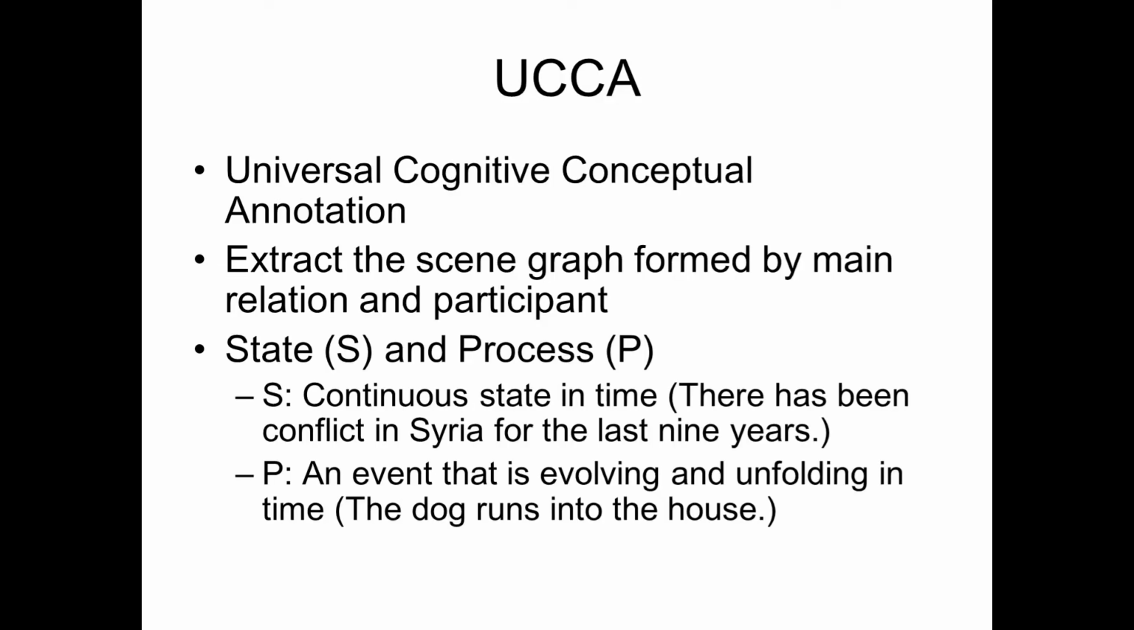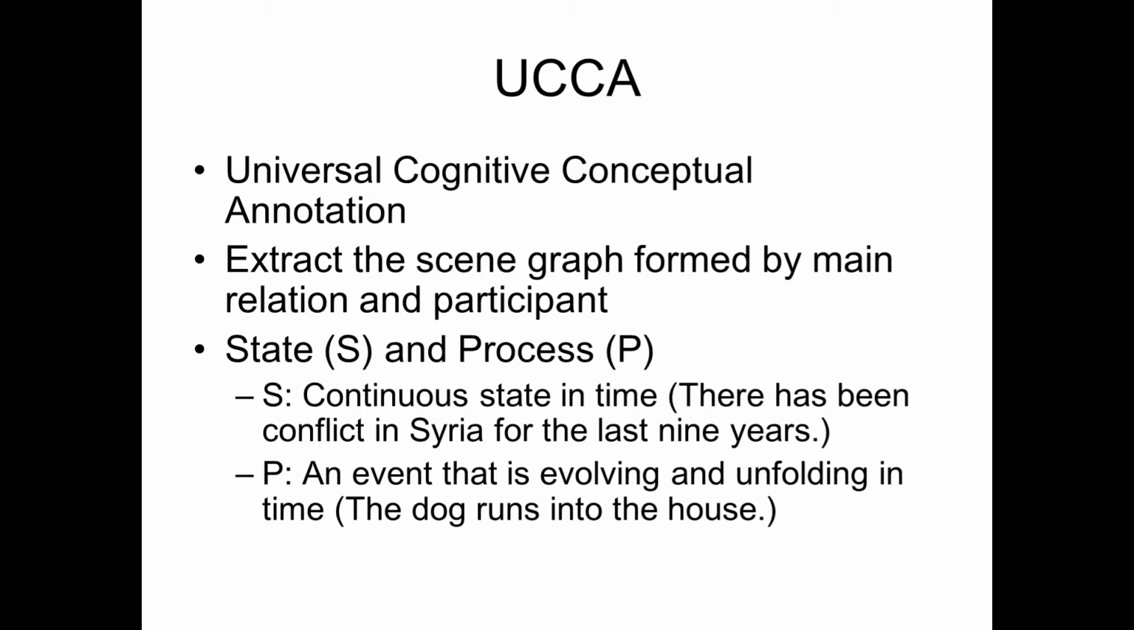UCCA aims to extract the scene graph formed by main relations and participants to represent the main semantic information in the text. The scenes of UCCA represent motions, actions, or states that persist in time and are divided into state and process. A state represents a continuous state in time, such as the sentence "There has been conflict in Syria for the last 9 years."